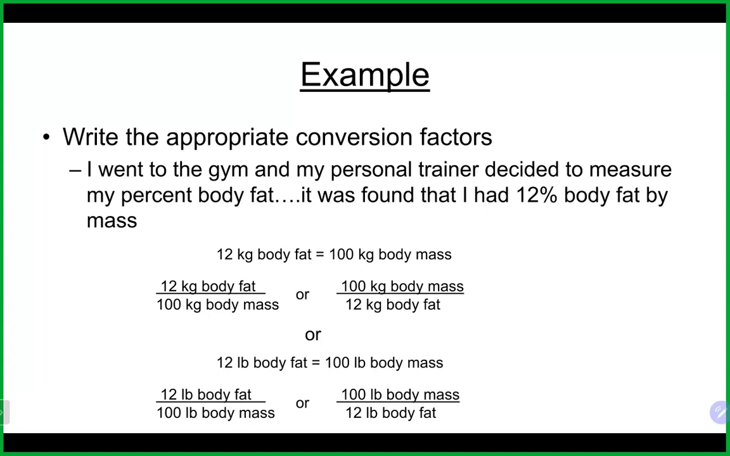We could also do more of an English unit, pounds: 12 pounds of body fat over 100 pounds of body mass, or 100 pounds of body mass over 12 pounds of body fat. So percentages we come across a lot, and again, to turn them into a usable conversion factor, you could assume that you have 100 of whatever it is. Again, you could assume as much as you want, but the number would change, so just keep the numbers the same, just assume 100, and it's a super easy way to turn it into a conversion factor.